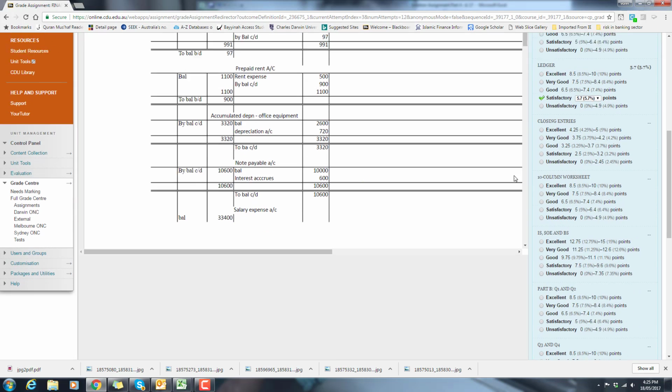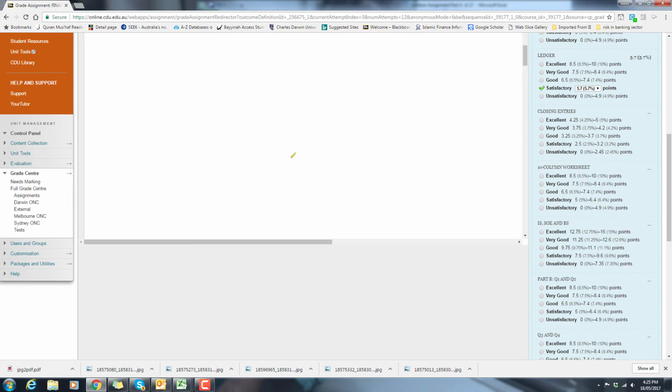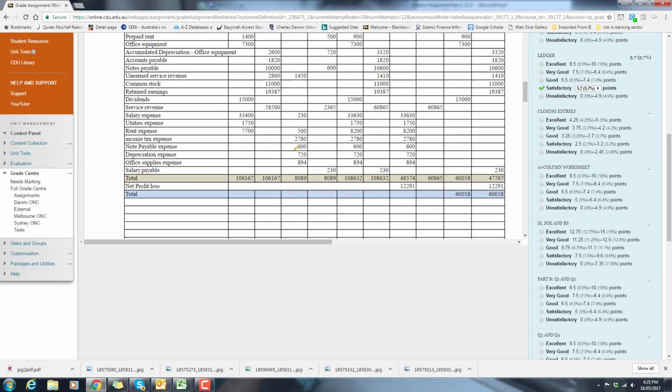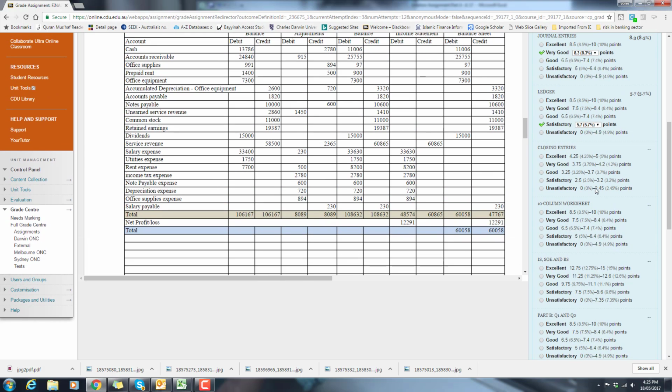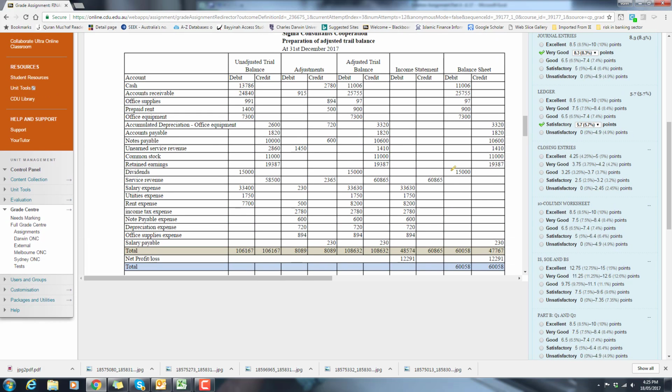No, not so much. Students didn't do the ledger account. One of the purposes of the assignment is to give them an understanding of T accounts, how the T accounts work, even though it is very simple. Now let's go to the adjusted trial balance, income statement and balance sheet.